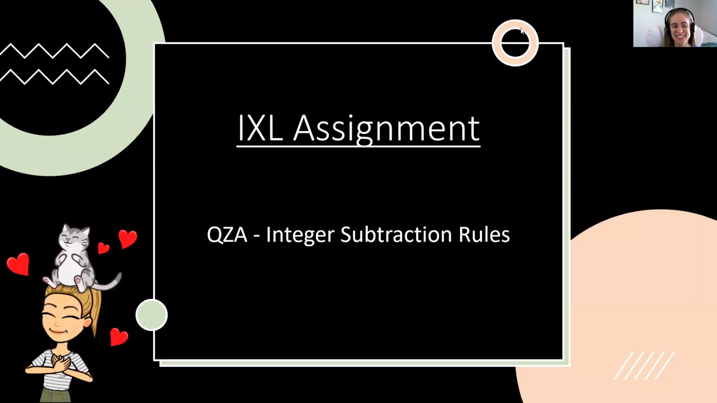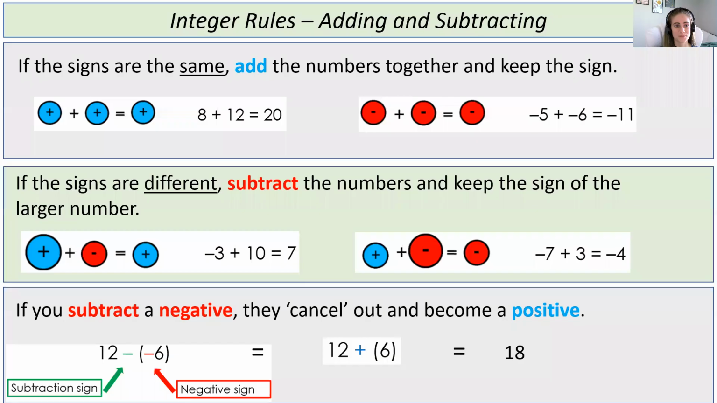Hello, everyone. In today's video, we're going to cover the IXL assignment, integer subtraction rules. Now, if you recall, integers means we're using both the positive and the negative numbers. So we have the positive and the negative side of our number line. So let's go ahead and refresh our memory on those rules so we can be ready to do our IXL practice problems. All right, right here we have a nice comprehensive list of our 3 rules for addition and subtraction.